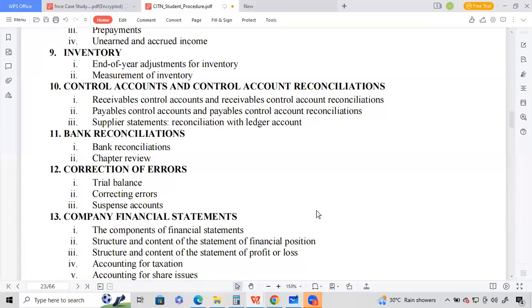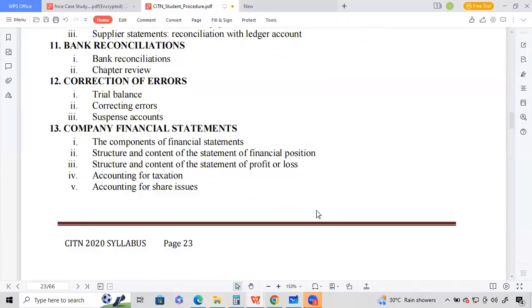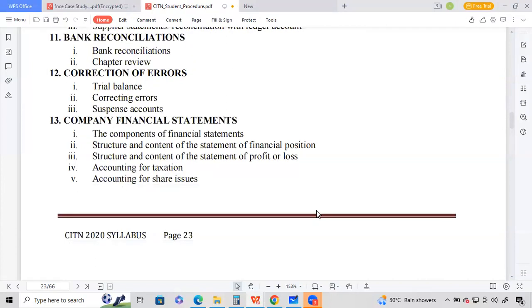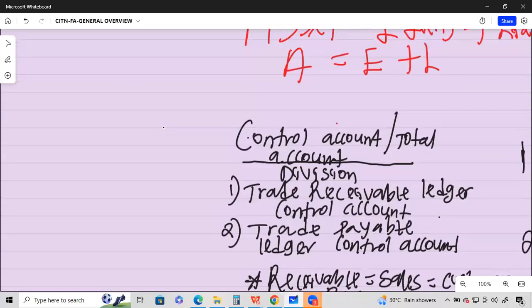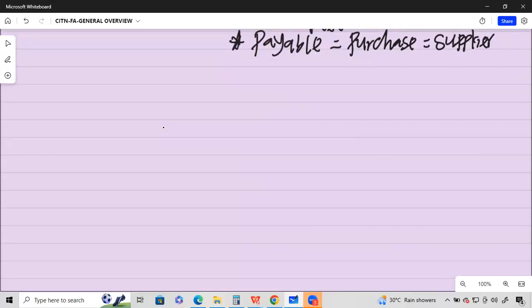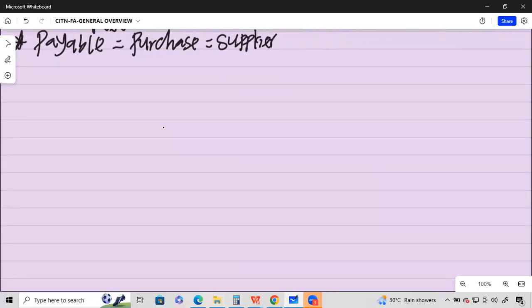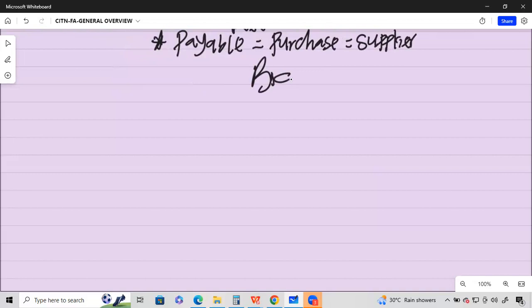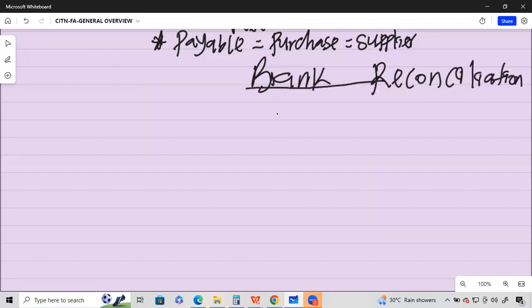Then we'll also be talking about bank reconciliation statement, which is a very, very important finance function. At least every month, we must make sure that we do a bank reconciliation statement. When we say reconciliation, it simply means that there's a disagreement between two items. One is the cash book and the second one is the bank statement.